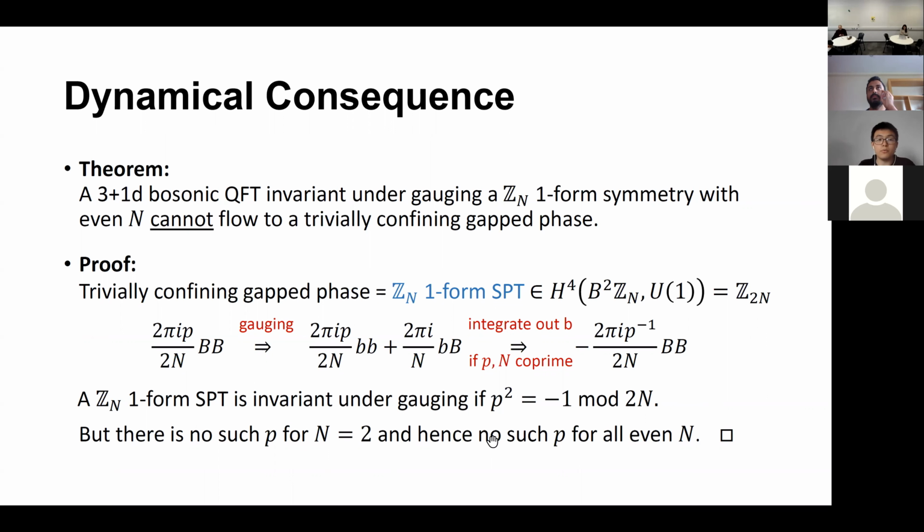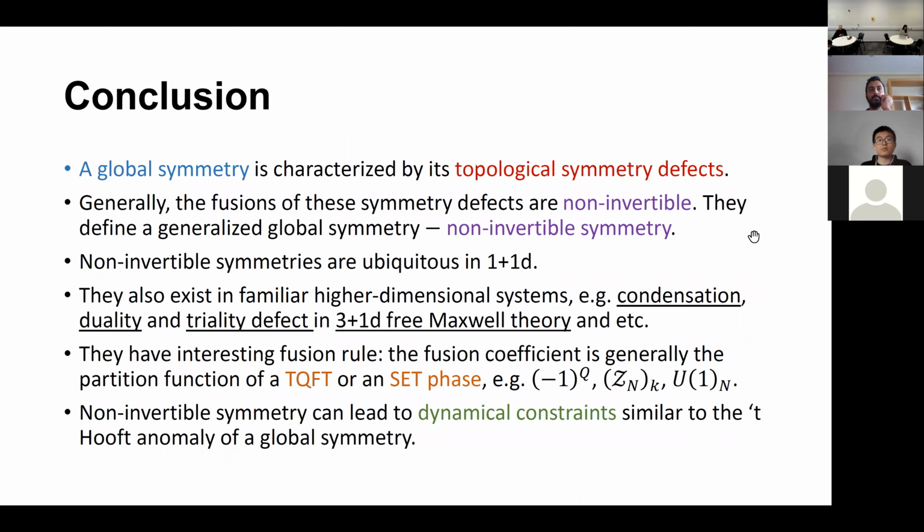So this concludes the proof. This tells us that there are no Zn 1-form SPTs that are invariant under gauging. As a result, if we find a 3+1d bosonic QFT that is invariant under gauging a Zn 1-form symmetry with even n, the theory cannot flow to a trivially confining gapped phase. Okay, so just to summarize, let me conclude.